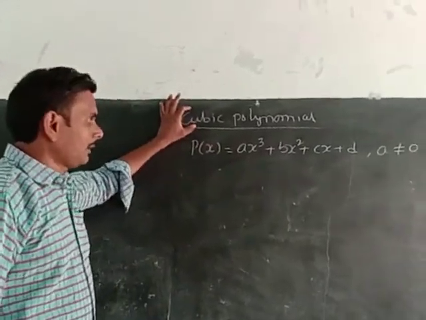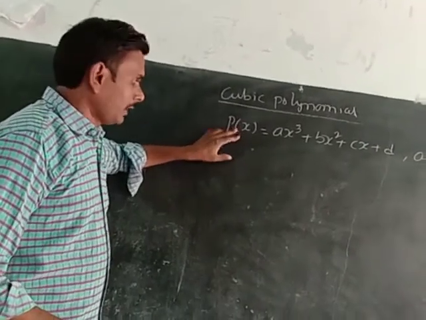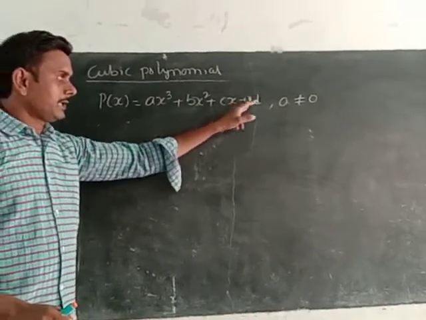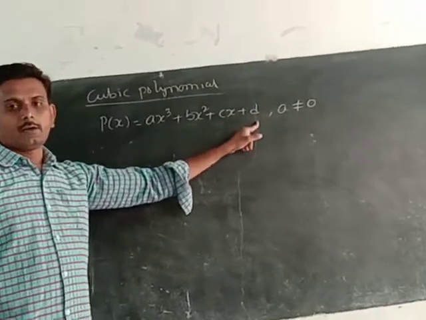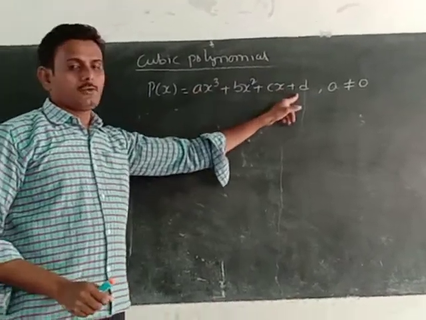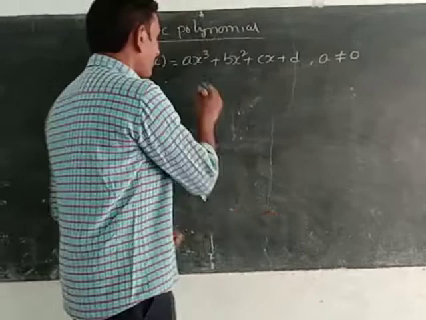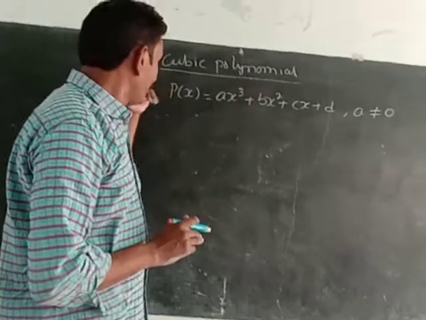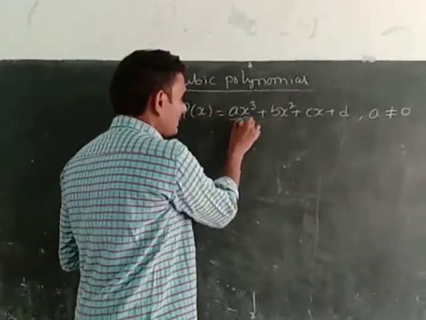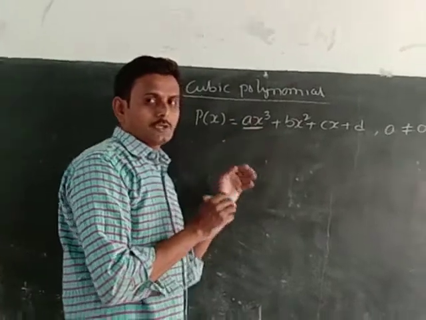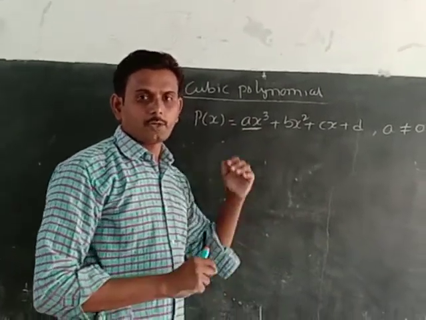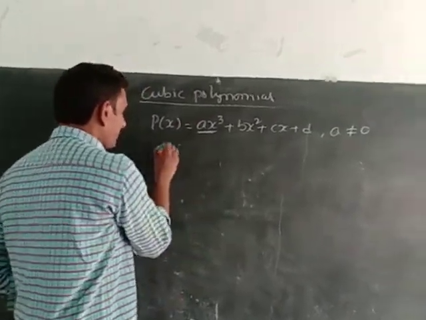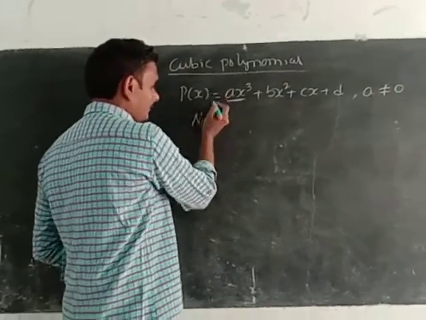The general form of the cubic polynomial in variable x is p of x equal to ax cube plus bx square plus cx plus d. A, b, c, d are real coefficients and a is not equal to 0. To maintain the degree of the polynomial as 3, if you want to say it is a cubic polynomial, the coefficient of x cube, a, should not be equal to 0. Now for this also, how many zeros will be there? Number of zeros equal to 3.